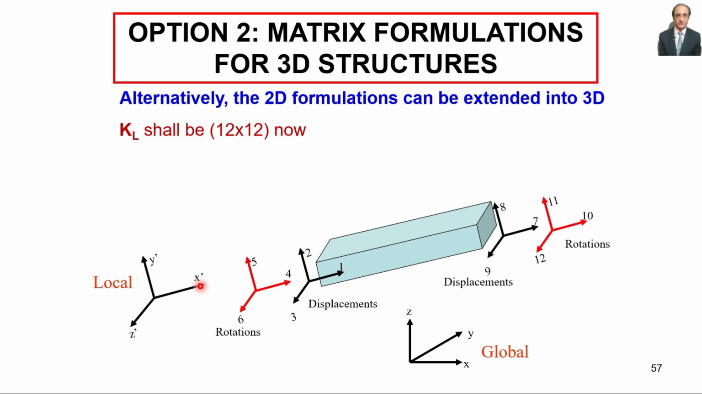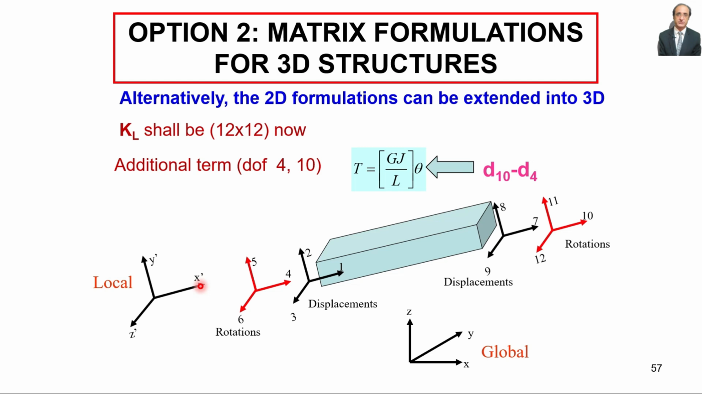So what are the additional terms? One additional term would be related to torsion. We have the two rotations along the degrees of freedom 4 and 10, and they would give rise to torsion in the member, which was not there in the case of 2D. The torsion moment is given by GJ by L times theta, where G is the shear modulus of elasticity and J is the torsional constant. Now what is theta? Theta is basically the relative angle between the degrees of freedom 4 and 10.